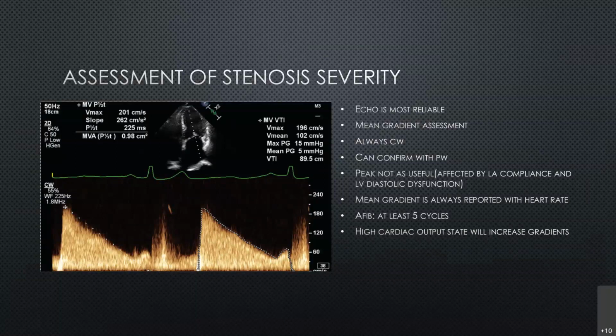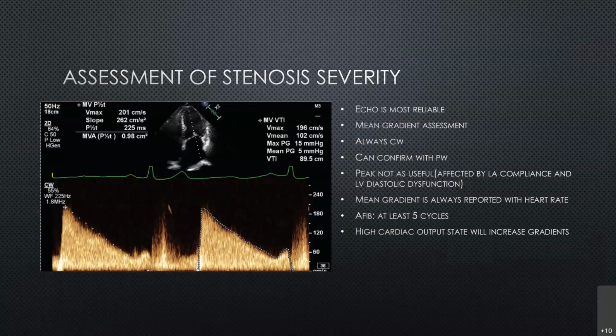Peak is not useful. The E wave is not really useful because it depends on the left atrium and the left ventricle. If there's AFib, there's a problem. So mean gradient is always better. You always want to report mean gradient at a heart rate, because of hemodynamics, right?